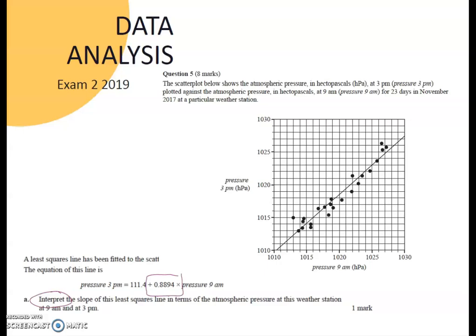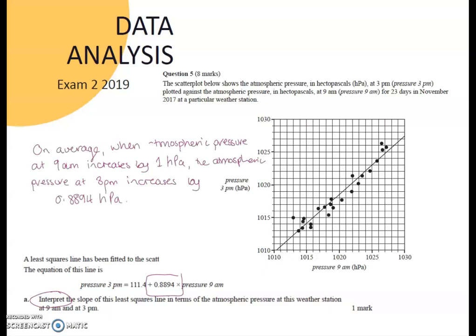So remember, we're saying that for every increase in 1 hectopascal of pressure at 9 a.m., we are seeing a 0.8894 hectopascal increase at 3 p.m. So be very clear that we're stating those variables in the right order and picking up the correct value for the gradient. You should have a sentence very much like this in your bound reference, but it's key to pick up from that template what stays the same and what I need to change.